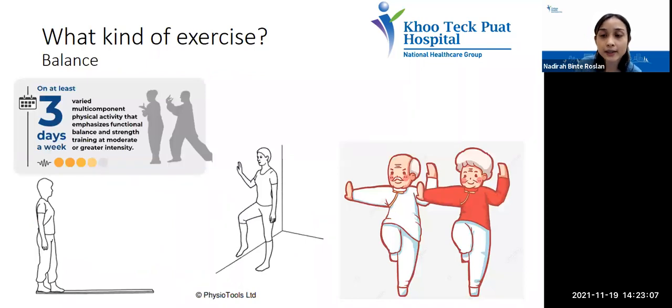It is also recommended that older adults should do a varied multi-component physical activity that emphasizes functional balance and strength training at moderate or greater intensity on 3 or more days a week to enhance functional capacity and to prevent falls. So while it is recommended to do 2 days of strength exercises, you can do another day of balance exercises or mix these exercises for at least 3 days a week. Balance exercises include Tai Chi, supported single leg stands, and tandem balance, where you put one foot ahead of another.